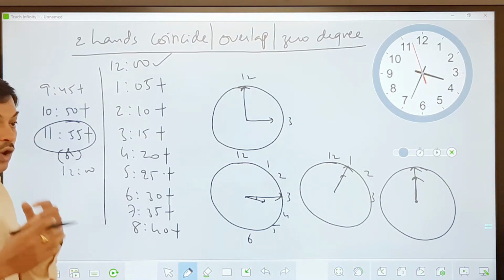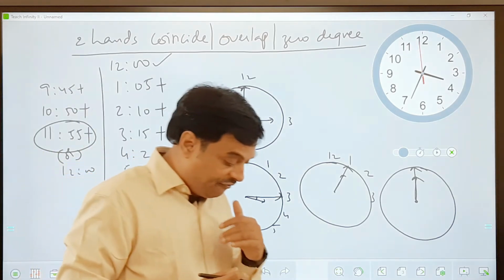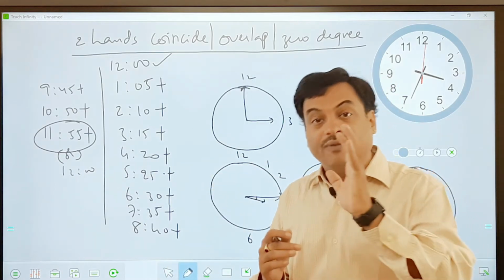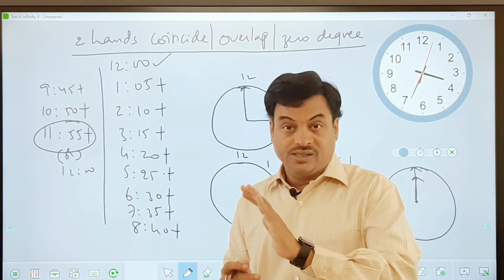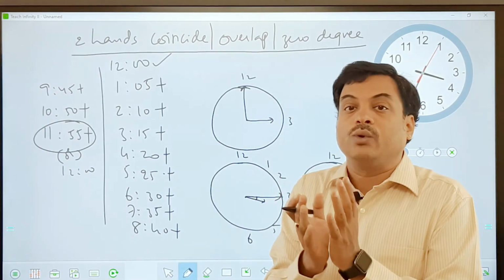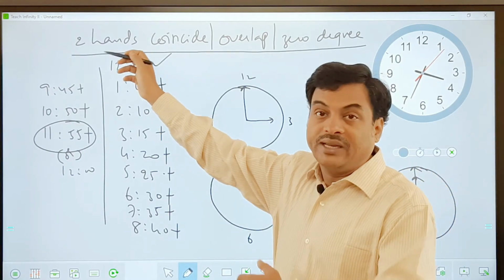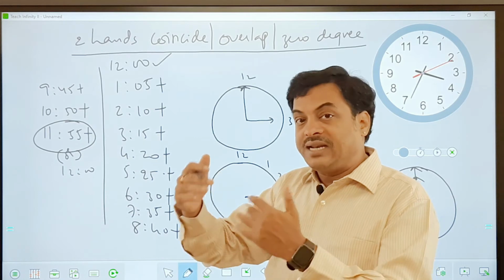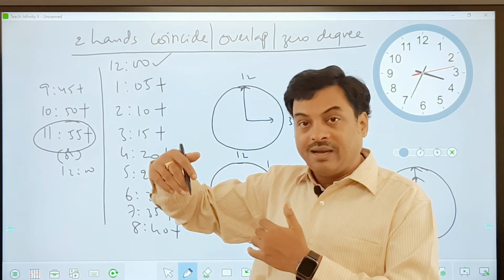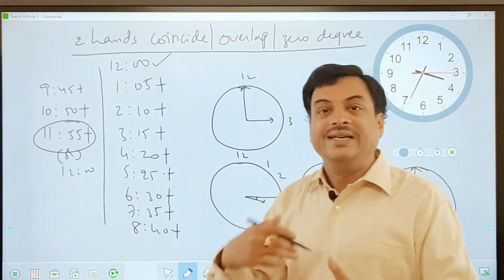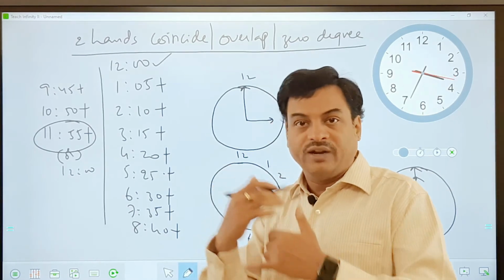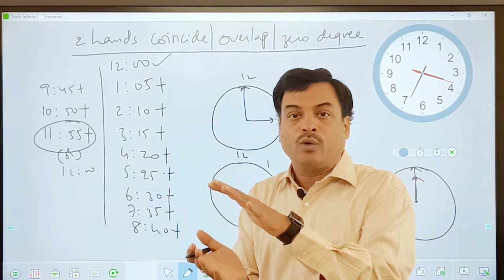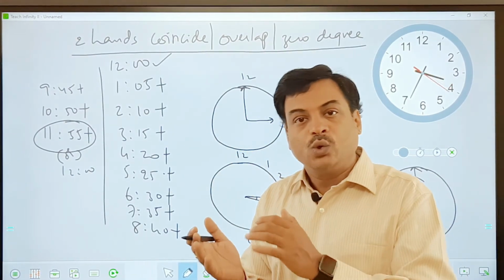So normally you may get a feeling that it is happening hourly once, right? The two hands coincide hourly once. At 12 o'clock it is happening, 1 o'clock it is happening, 2 o'clock it is happening. Actually speaking, it should be said like this: between 12 and 1 it is happening, 1 and 2 it is happening, 2 and 3 it is happening, 3 and 4 it is happening, between 4 o'clock and 5 o'clock it is happening, and so on it continues.